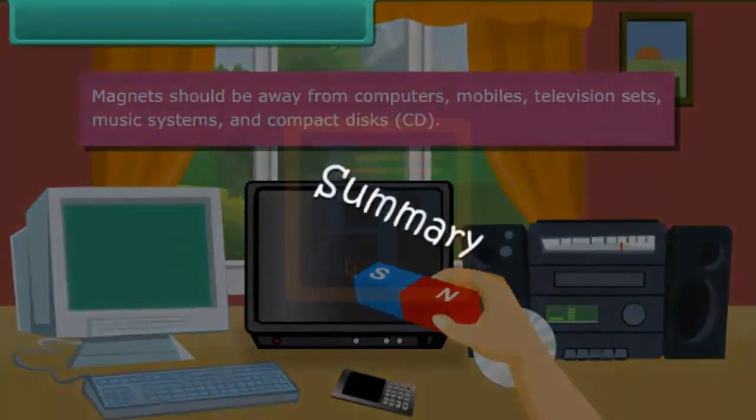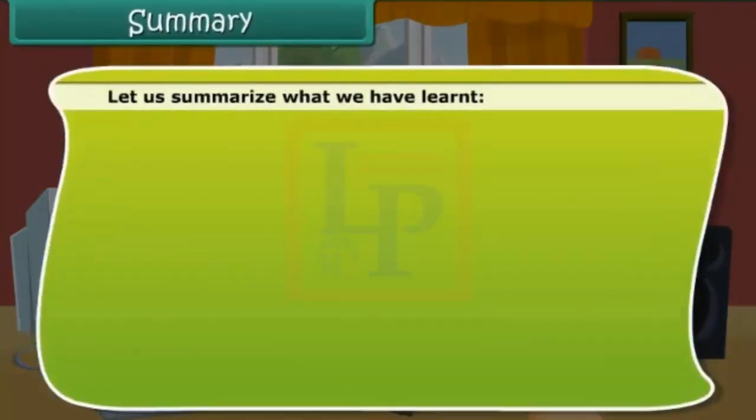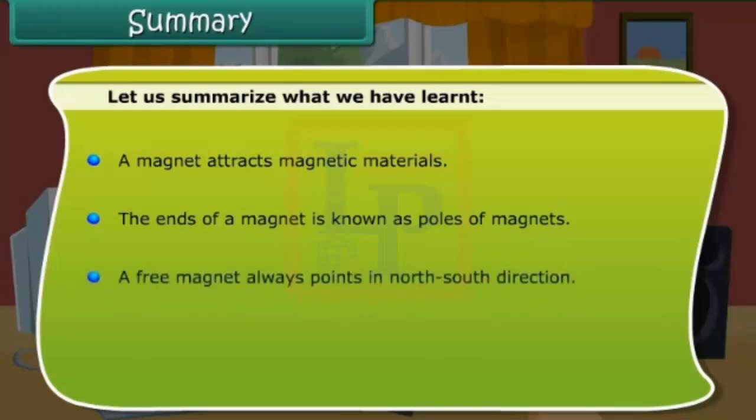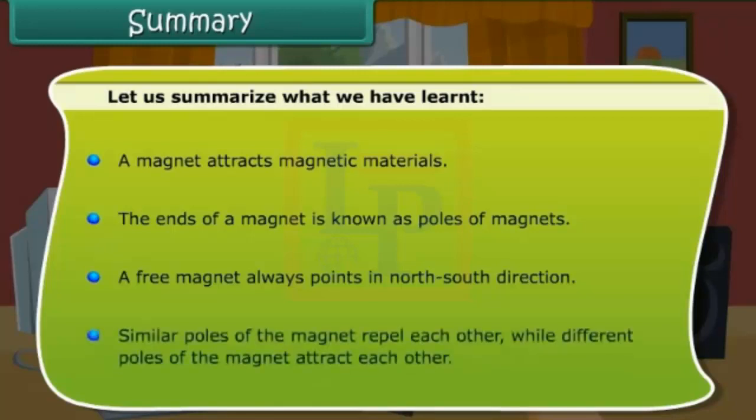Summary. Let us summarize what we have learned. A magnet attracts magnetic materials. The ends of a magnet are known as poles of the magnet. A free magnet always points in the north-south direction. Similar poles of the magnet repel each other, while different poles of the magnet attract each other.